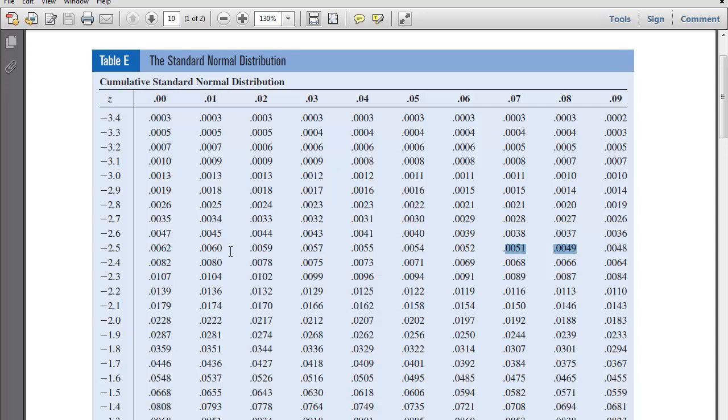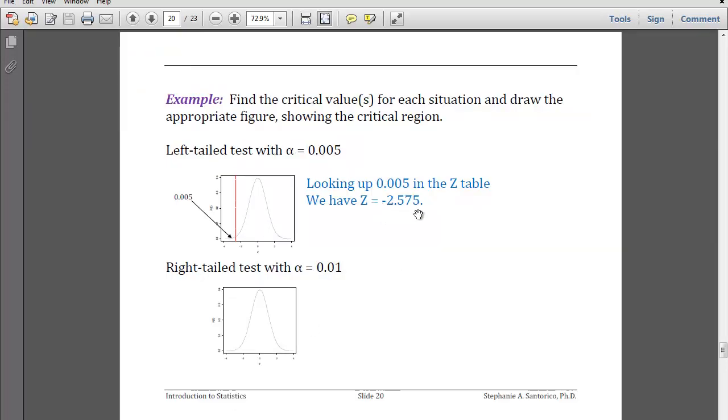So minus 2.5. And then it's in between 07 and 08. So minus 2.57, and I'm going to say 5. But again, I think your homework asked you to round up, so that would be minus 2.58. Let's see, so let's go back to those. So minus 2.575 or minus 2.58 if you round it up.